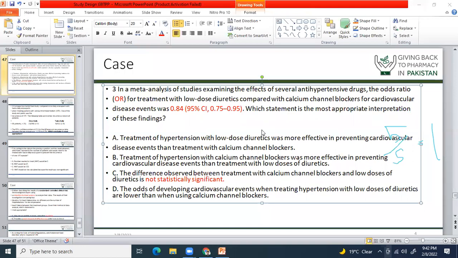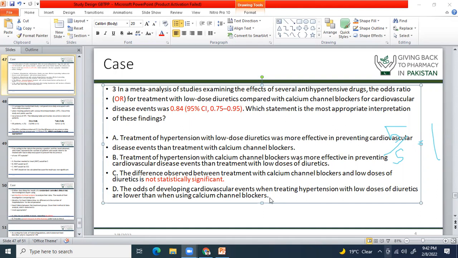Okay. So in the meta-analysis study of several antihypertensive drugs, the odds ratio is for treatment with low dose diuretic compared with calcium channel blocker. तो हमने क्या किया है कि लो डोज डायूरेटिक को कंपेयर किया है कैल्शियम चैनल ब्लॉकर के साथ, ठीक है. तो इसमें हम देखेंगे कि कौन सी मेडिसिन में odds of event ज्यादा है.